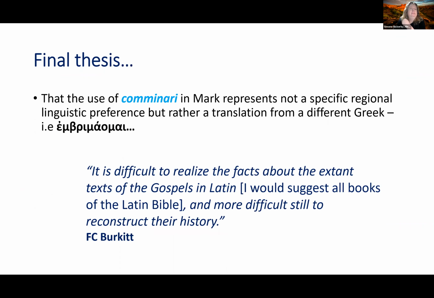So finally, taking the above into consideration, that there is an association of comminari with embrimaomai in Matthew 9:30 and Mark 1:43, and Jerome's translation of Psalms, and the possibility of Greek variation being attested within the late Latin textual tradition, I would like to suggest that the introduction of comminari in the Latin text of Mark, rather than being the result of a linguistic or theological preference, is actually evidence of a different underlying Greek, most likely embrimaomai.